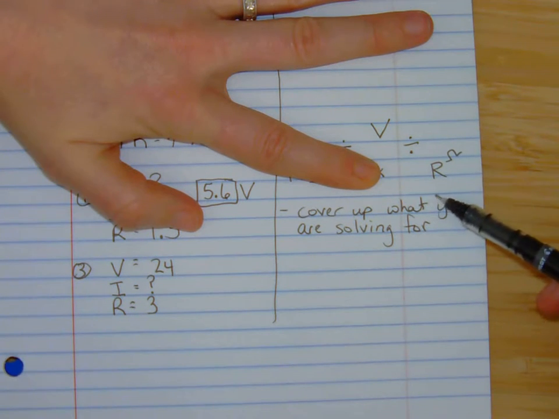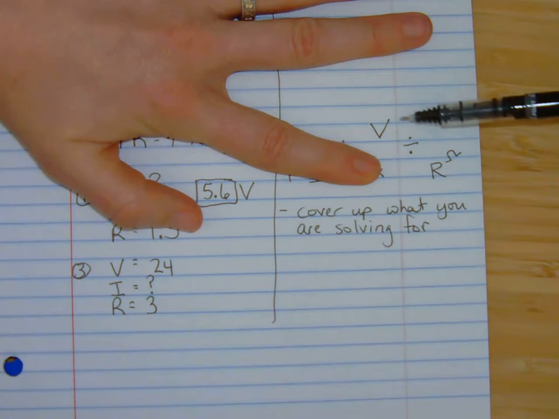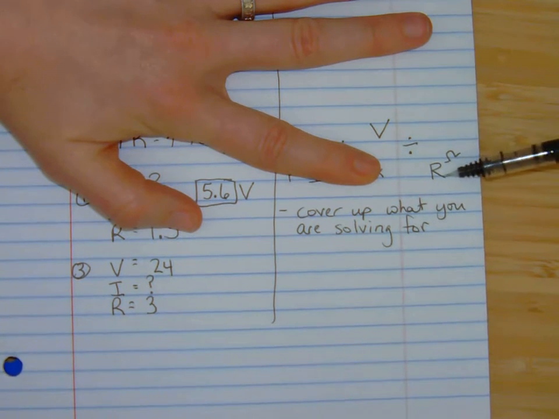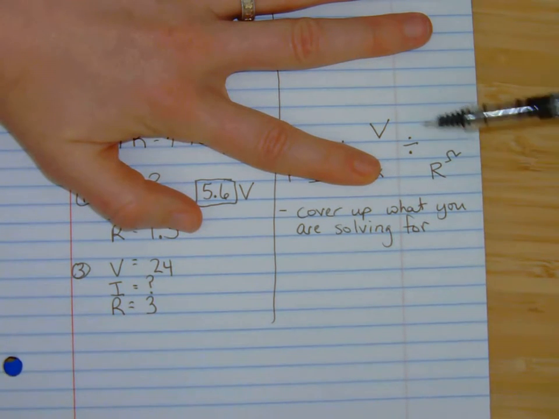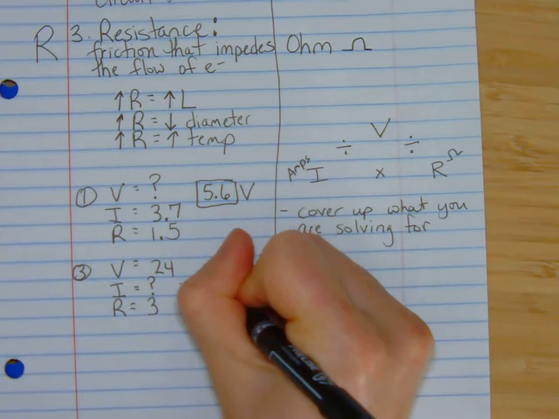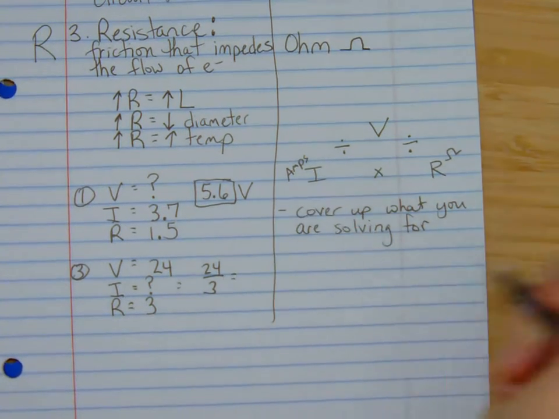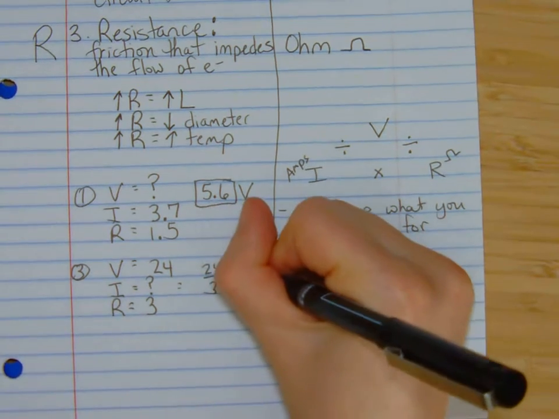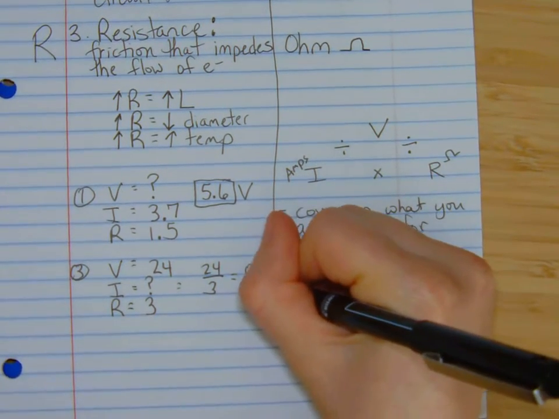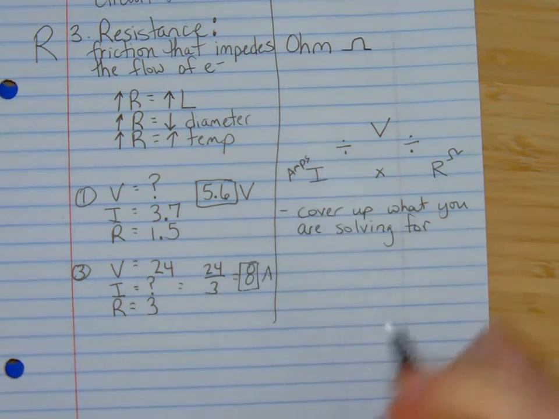Voltage divided by resistance. Number 1 mistake: people sometimes will go resistance divided by voltage. You never type that number in first, ever. It's always voltage first. So in this case, it's 24 divided by 3. And last time I learned my multiplication facts, that would be 8. And the units are amps, but we would just type in the 8.